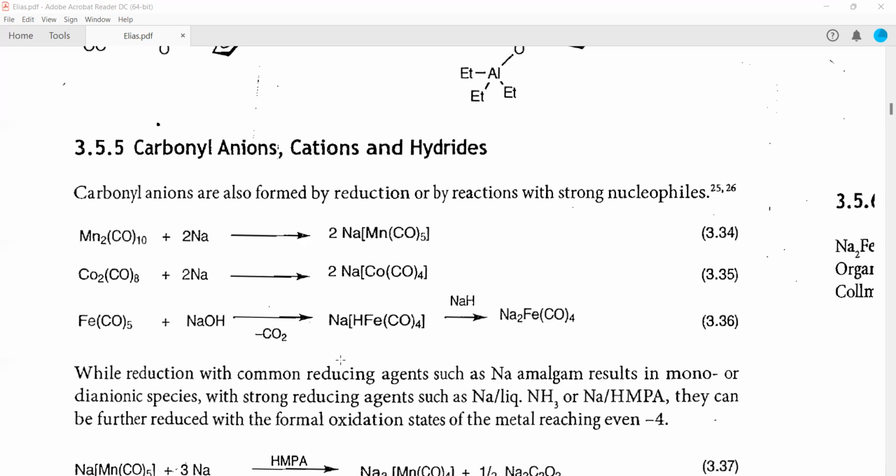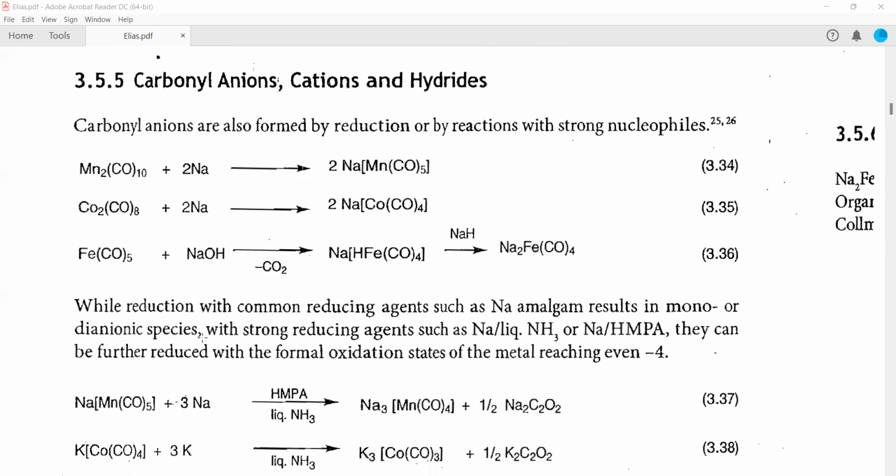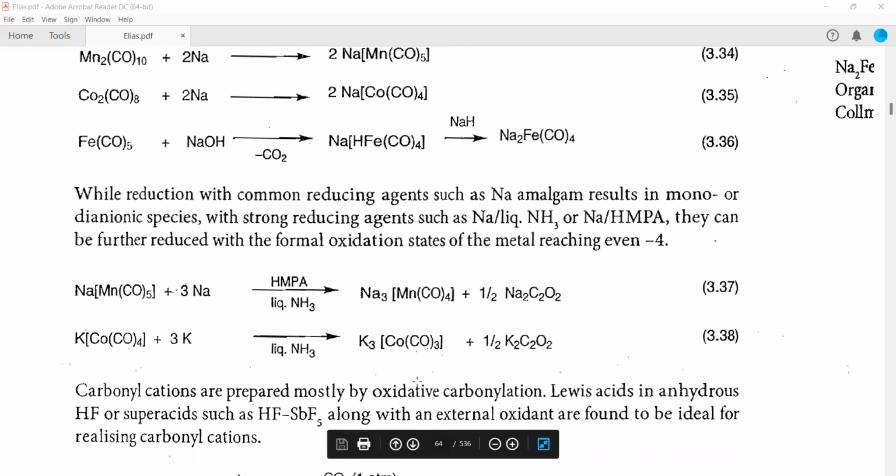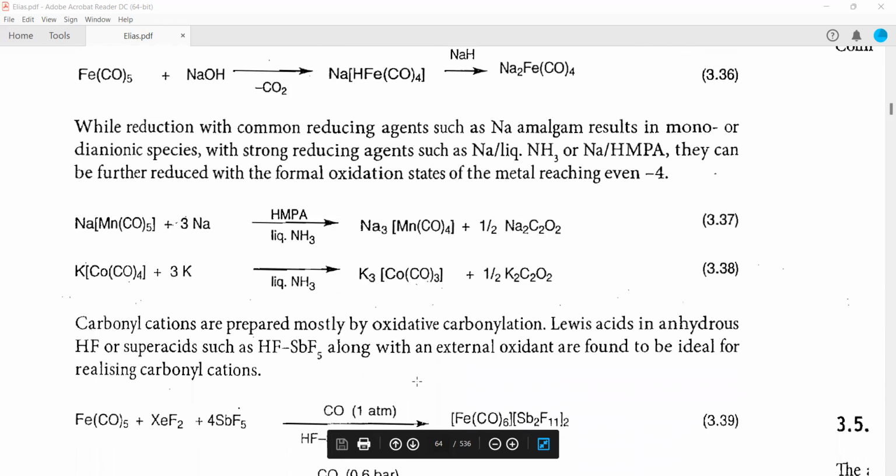metal, reaching even -4. So this is -1. Further, with an even stronger reducing agent, the sodium and HMPA combination, you can actually have this species as -3. So you can further induce that ionic state with the stronger reducing agent.